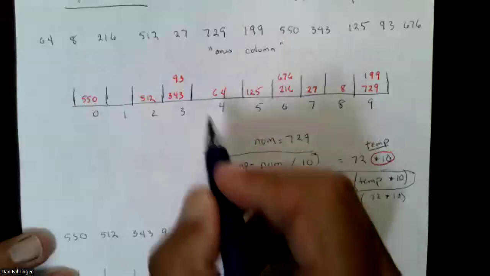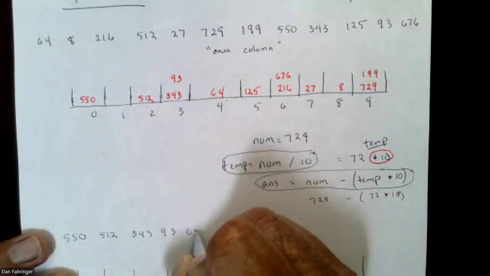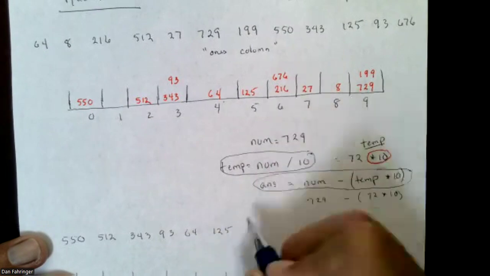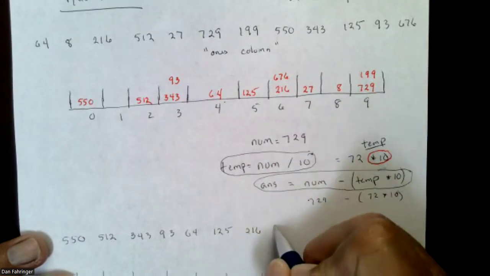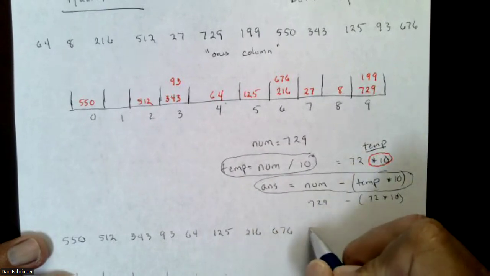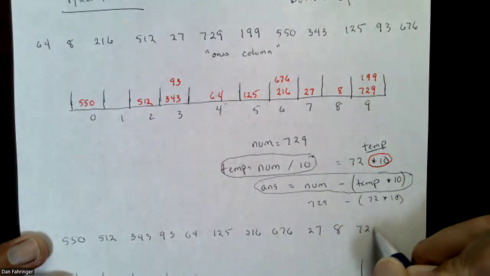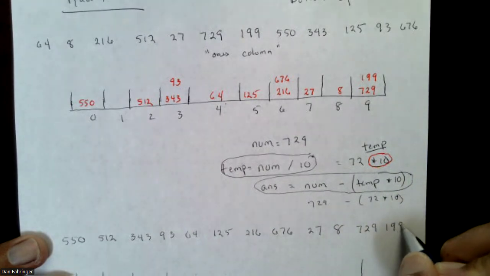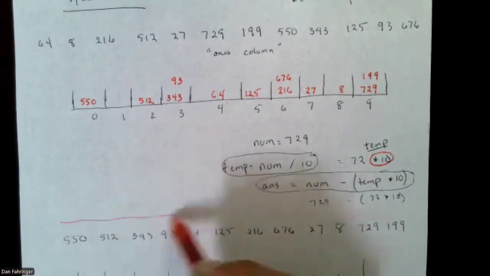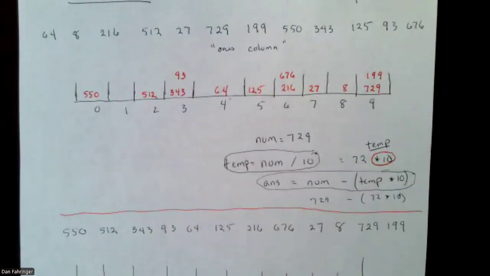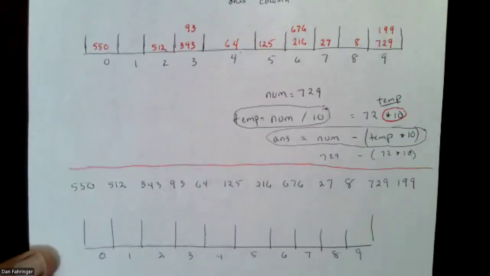I don't know. 93, 64, 125. Bottom up, 216, 676, 27, 8. Bottom up, up, up, bottom up. Okay, I have a new list. Now, if I just did ones, what do you think the next round's going to do?